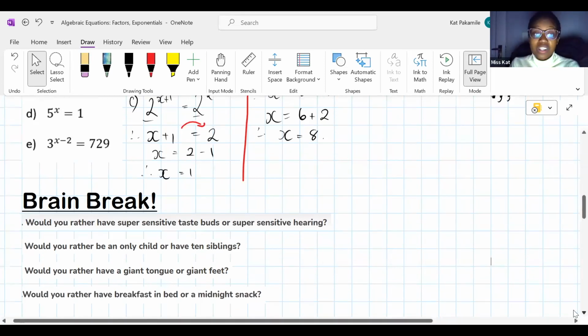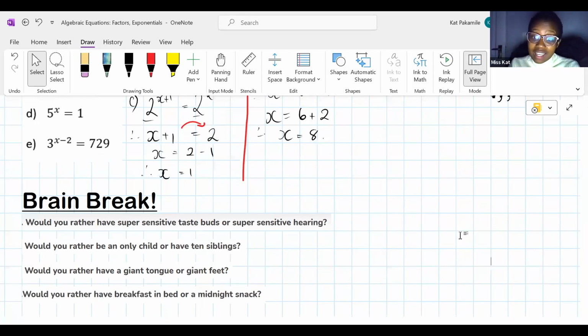Personally, I hate waking up. Okay, so I prefer midnight snack because waking up is an issue in my life. I would rather have a midnight snack, guys. I'll stay up the whole night, but waking up is a big issue. I see everyone saying midnight snack.